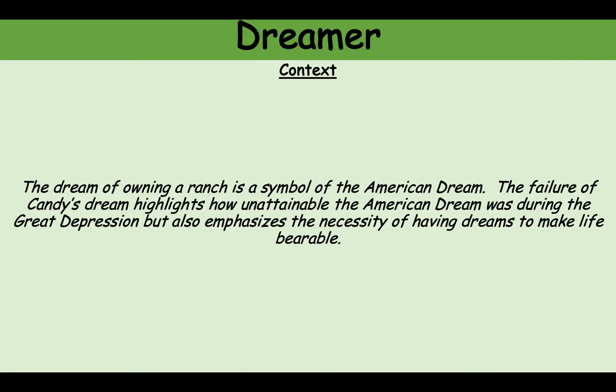So the dream of owning a ranch is a symbol of the American dream, and the failure of Candy's dream to come true highlights how unattainable the American dream was during the Great Depression, but it also emphasizes the necessity of having dreams to make life bearable. Candy's life is awful. He's got nothing to look forward to. At some point, he's going to be thrown out of the ranch and no one's going to look after him. He's going to have no elderly relief. He has no relatives. He's going to be completely on his own, experiencing absolute crushing poverty. And so this just gave him a glimmer of hope.